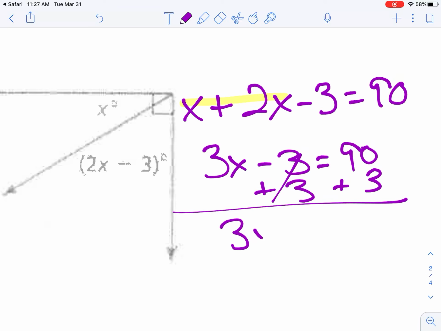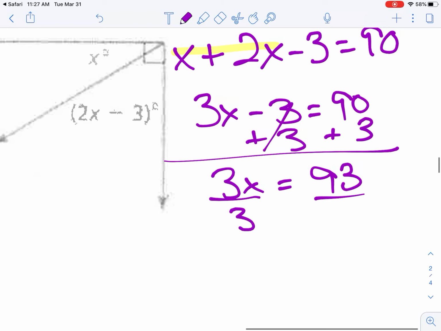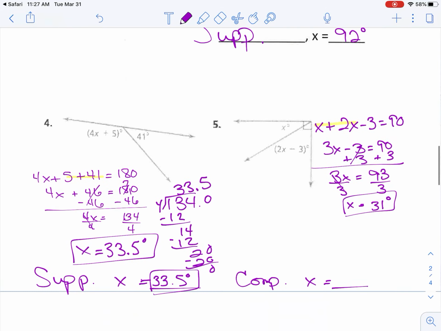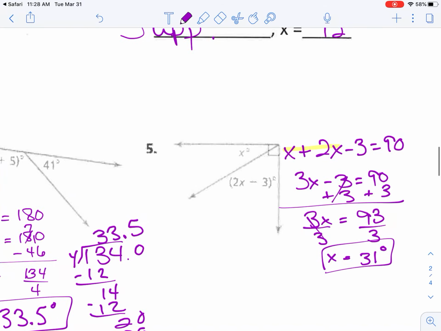Do the inverse and add 3 to both sides. Show your cancellation. Divide by 3 to get our x by itself. So 93 divided by 3 is 31 degrees. So x is 31 degrees.